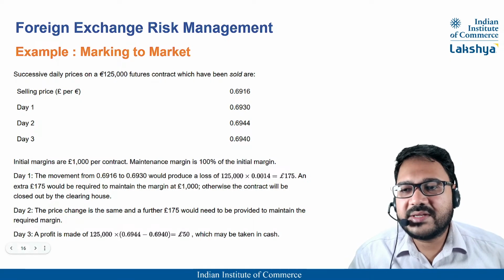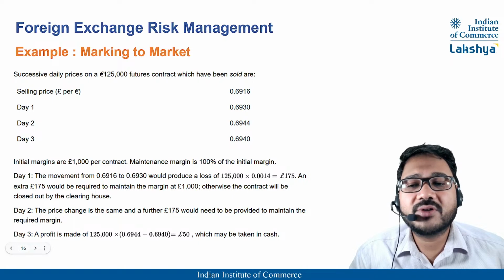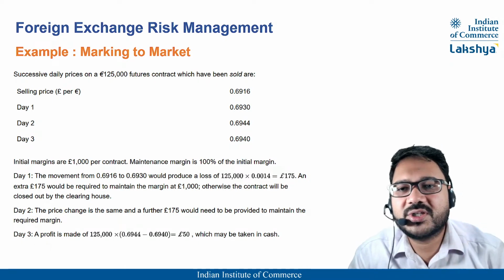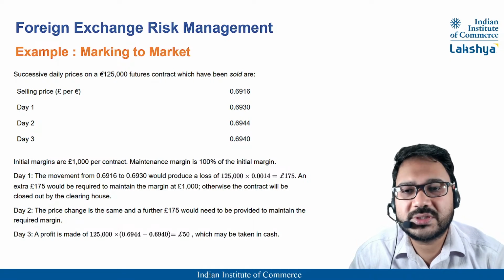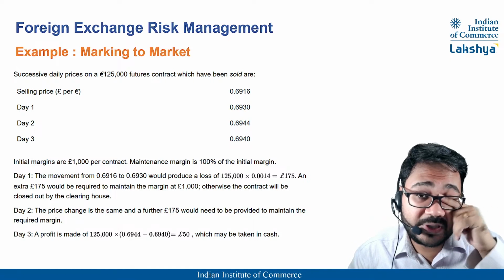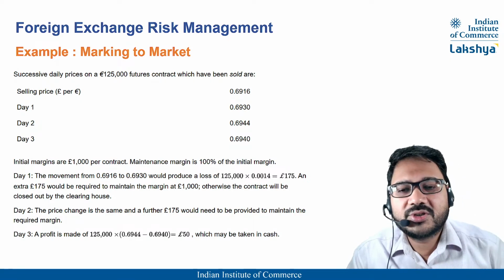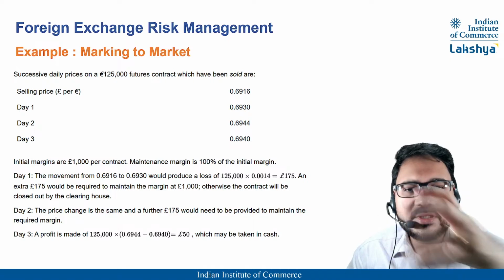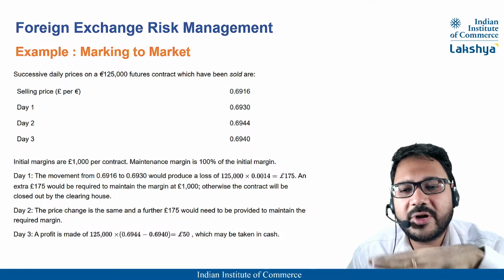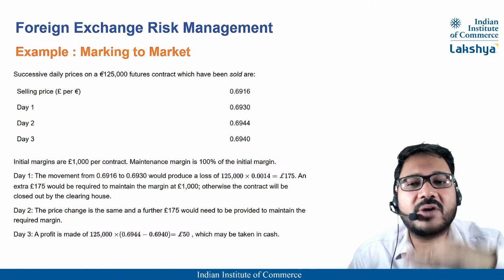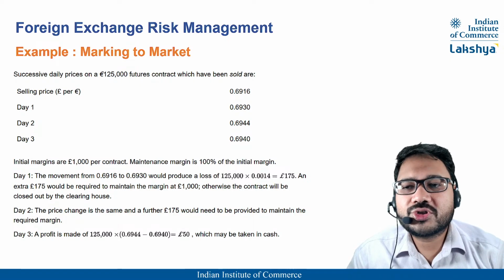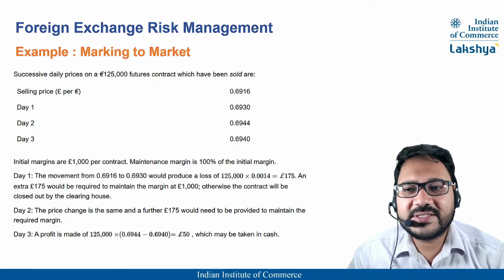But here they have said that initial margins are £1,000 per contract. So what you have to pay initially is £1,000. That's your initial margin. The maintenance margin is 100% of the initial margin. So the maintenance margin, they have clearly said, will be equal to your initial margin, which means you always have to maintain this £1,000 in the account, right? So you sold this at 0.6916.